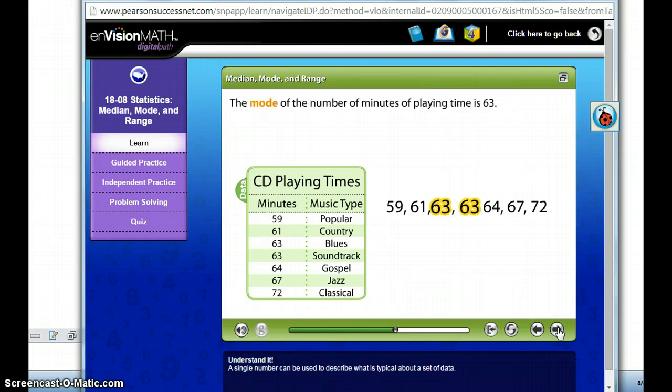The mode of the number of minutes of playing time is 63. Here is another way to represent the data with one number. Let's find the range for the number of minutes of playing time.